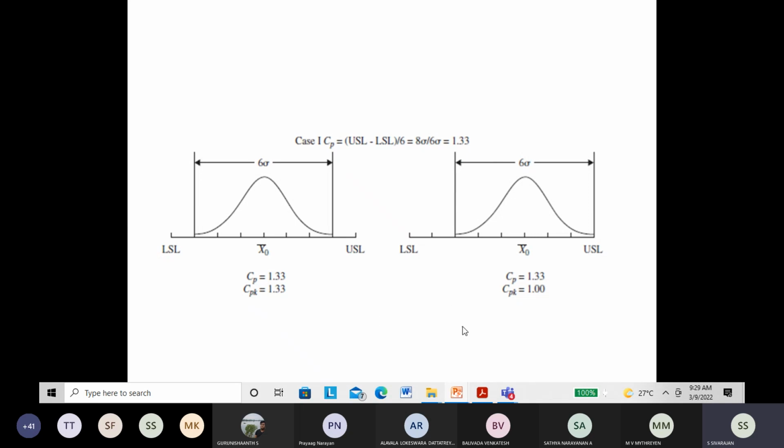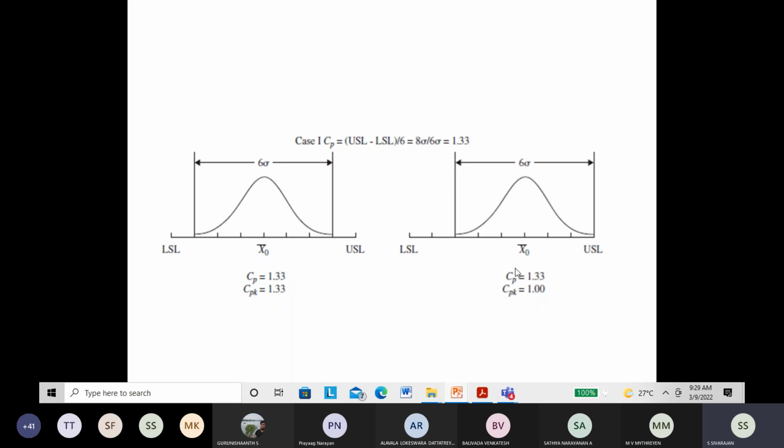Whereas in this case, listen to me carefully. From X bar to USL, 1, 2, 3, it is 3 sigma by 3 sigma. You are getting the value 1. Divided by 3 sigma is 1. On the other side, 1, 2, 3, 4, 5, so 5 sigma divided by 3 sigma. And we have to take the minimum value. So 1 is the CPK value.